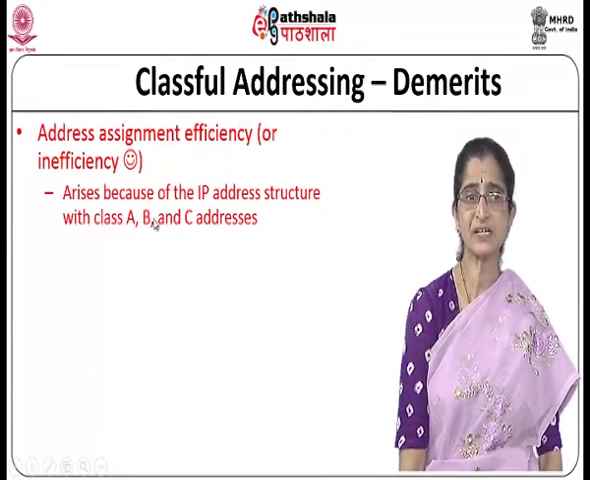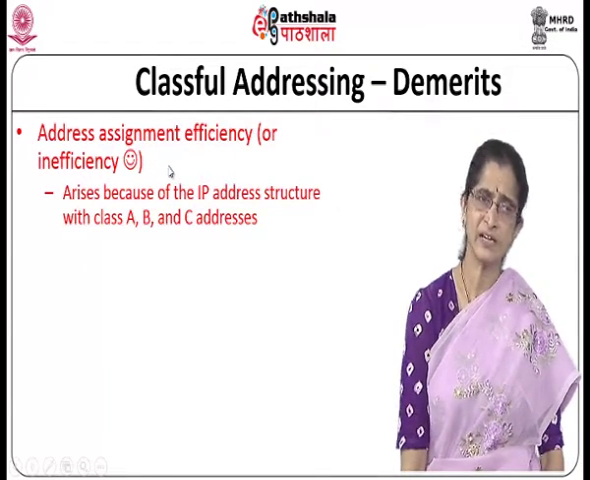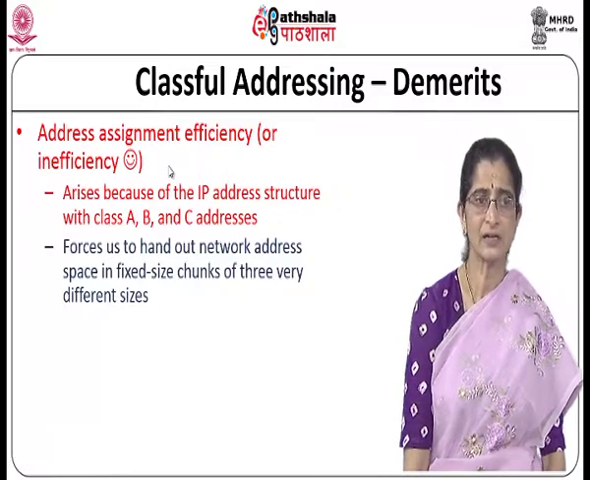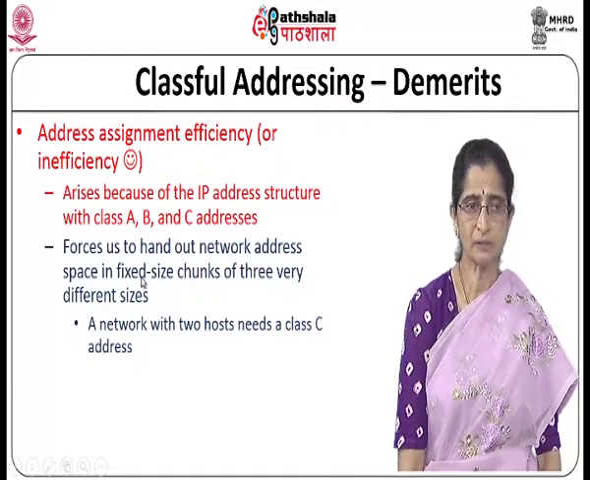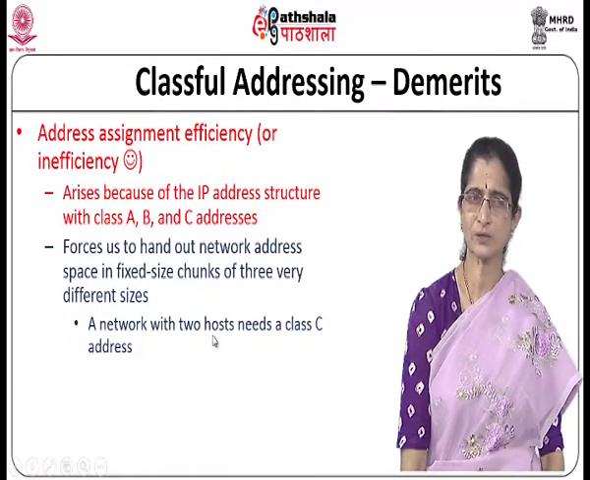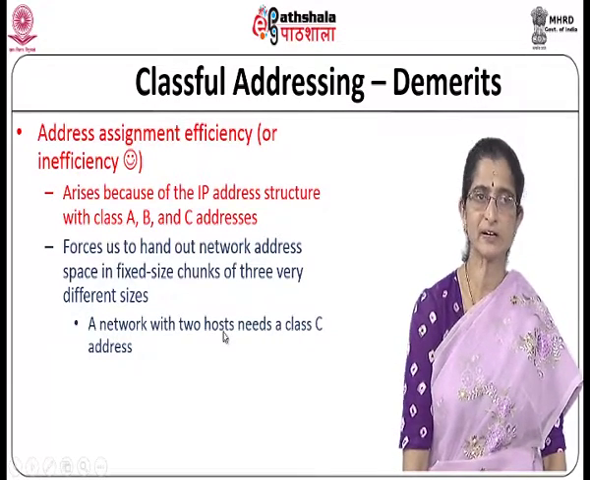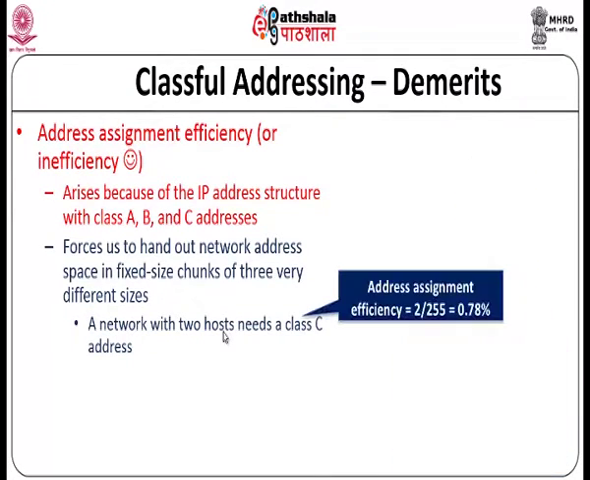Now to understand the demerits, we talked about this exhaustion problem and the inefficiency in the address assignment. Let us take a look at a simple scenario. Suppose a network requires only 2 hosts, so it requires only 2 addresses. What will it take? It will have to take a class C address, because that is the smallest chunk we get. So you get 256 different addresses, but you are using only 2 of those. So 2 out of 256 is about 0.78% efficiency.